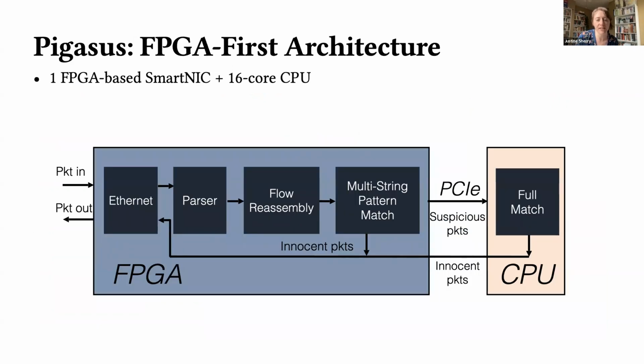Pigasus inverts this and treats the FPGA-based NIC as the primary compute platform. In fact, the NIC performs all processing except the full match, the regular expression processing, and a few other checks. I have a longer rant about why large-scale regexes perform better on x86 than on an FPGA, but I don't have time to go into that today.